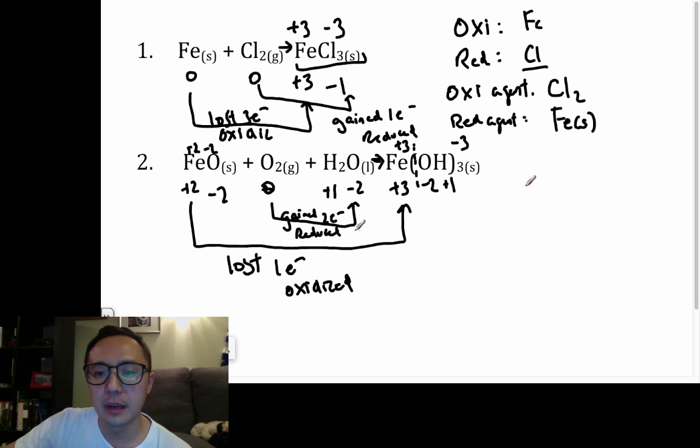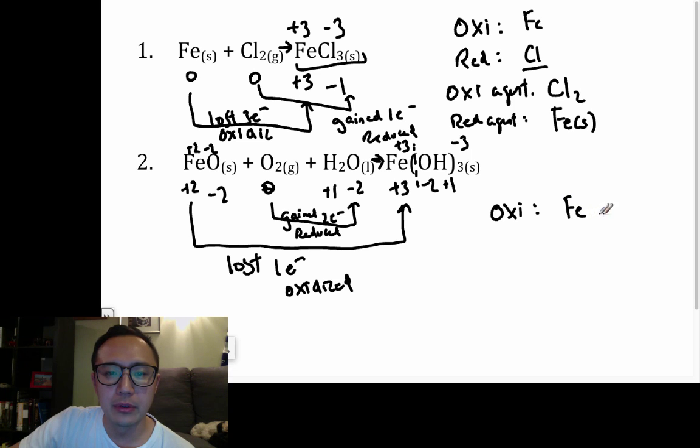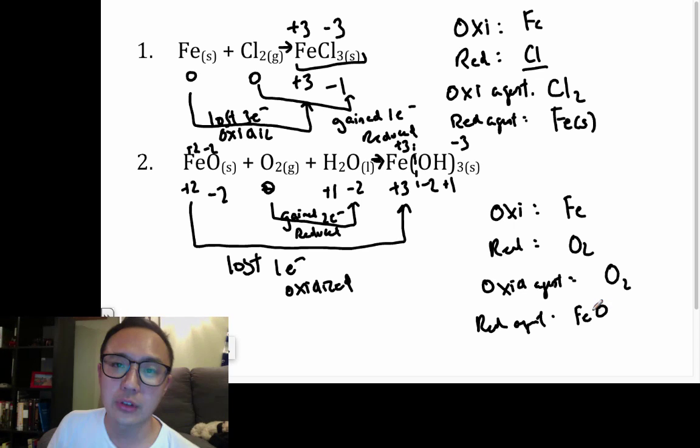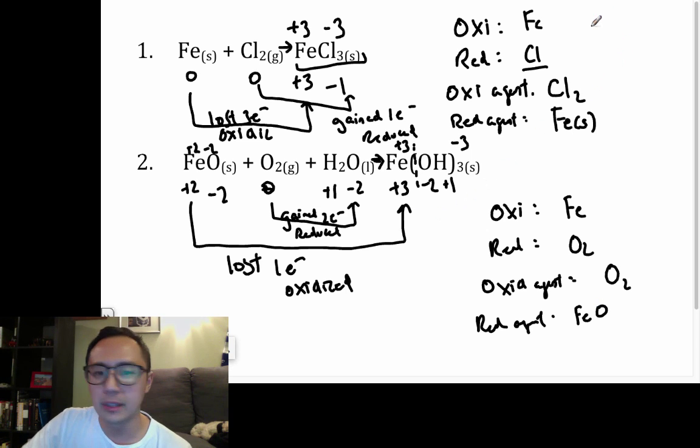So then we can break this down as well. Oxidized is my iron, and my reduced one is my O2. The oxidizing agent is my reduced one, so this is my O2, and my reducing agent is my FeO. So that's how you identify if a reaction is redox, which one is oxidized, reduced, the oxidizing agent, and the reducing agent, and that's pretty much it. You need to know how to identify the oxidation numbers before you do this. So try some practice questions, and I'm sure you'll get it.